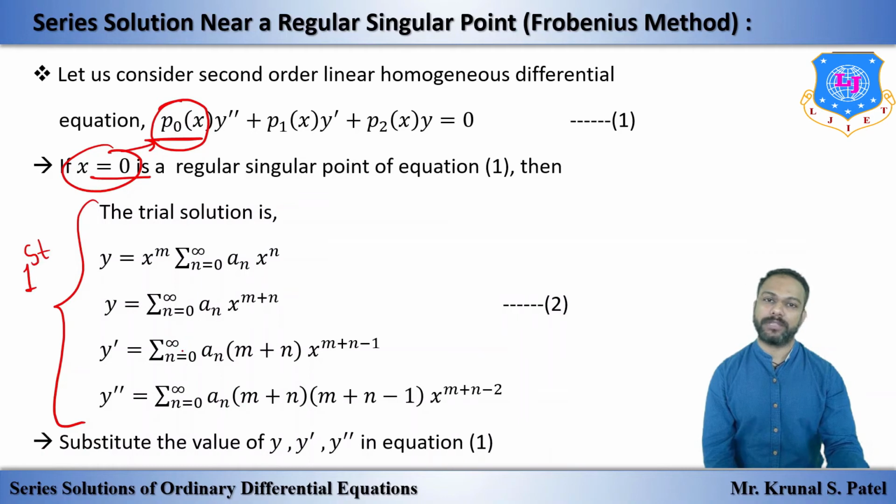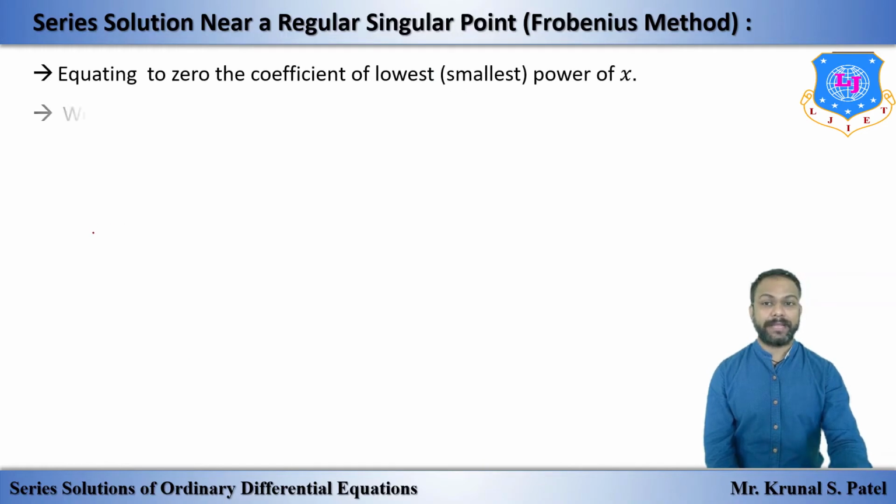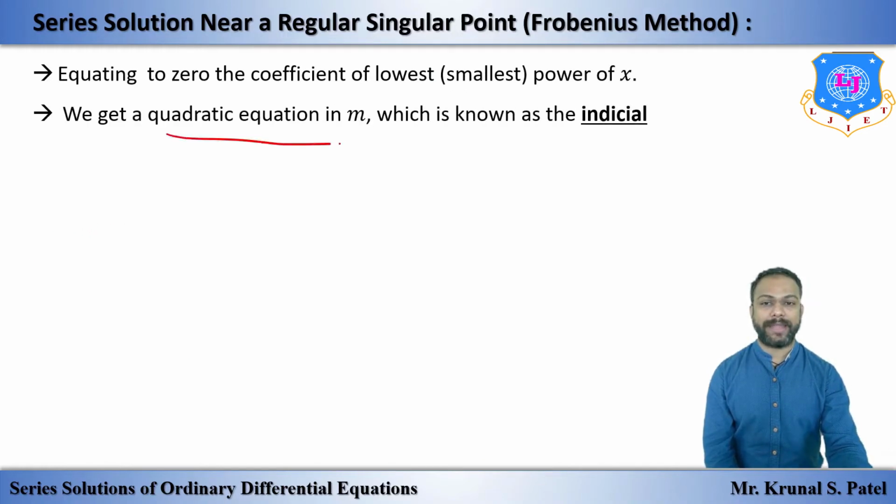Second step, substitute all these values in equation number 1. Then in third step, we just simplify. In fourth step, make power of x equal. In fifth step, make limit of sigma equal. In sixth step, we will collect like power of x. In seventh step, we will equate to 0 the coefficient of the smallest power of x, which gives us a quadratic equation in m, and which is known as the initial equation.